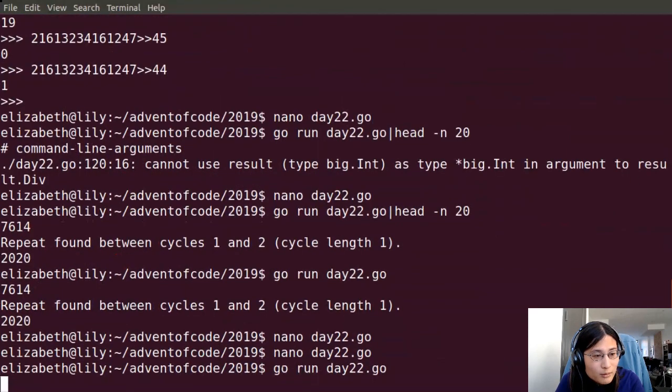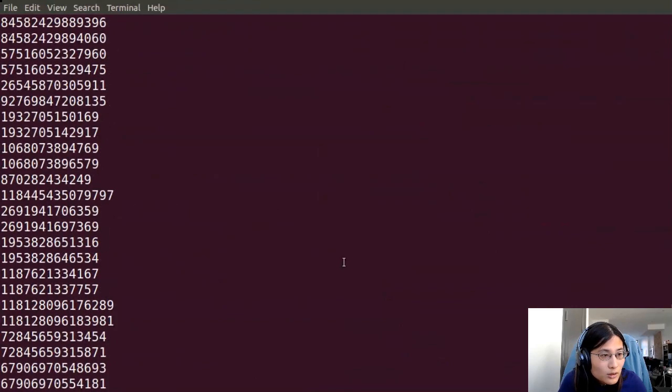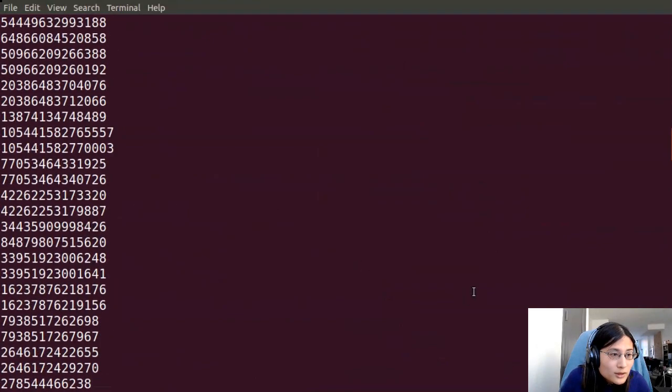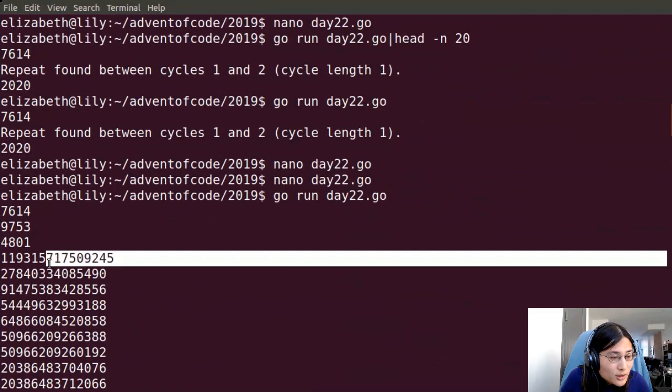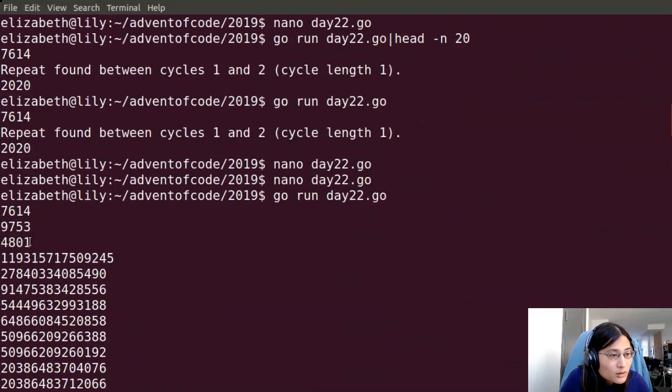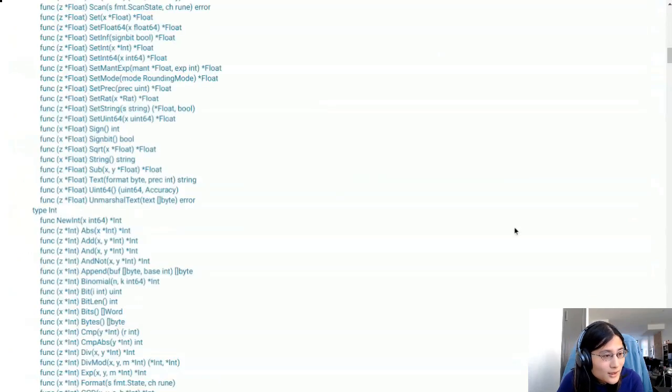Let's see whether that makes sense. Okay, so all of these are appropriately big numbers. So let's go back over here and run this on a test input.